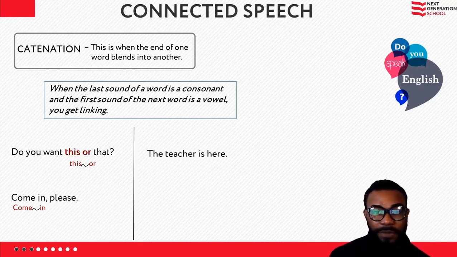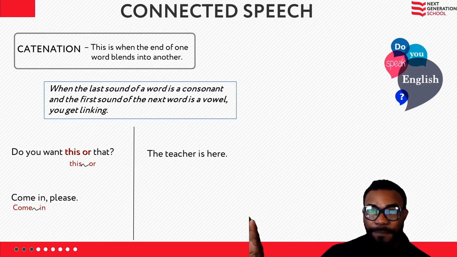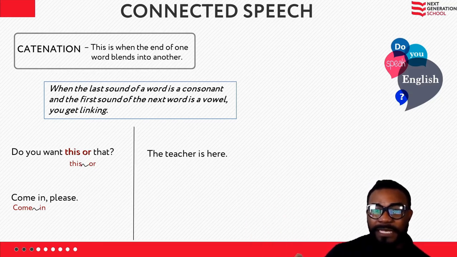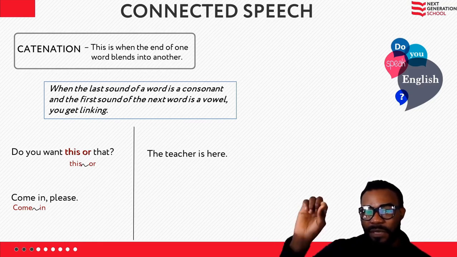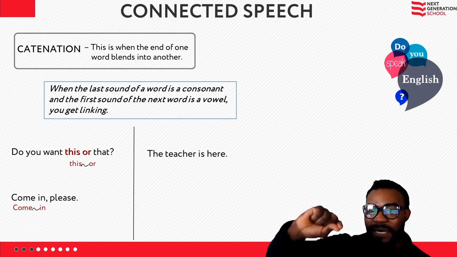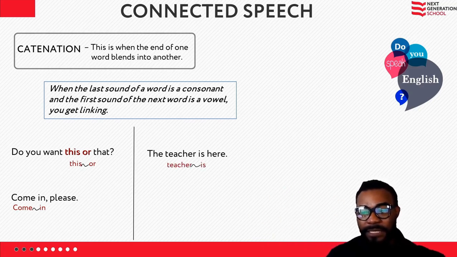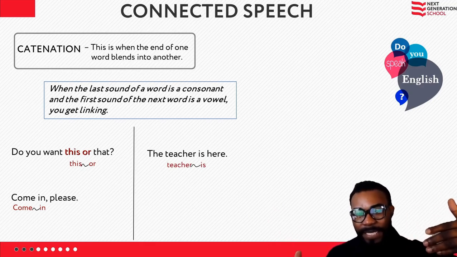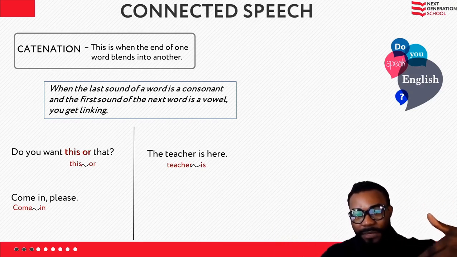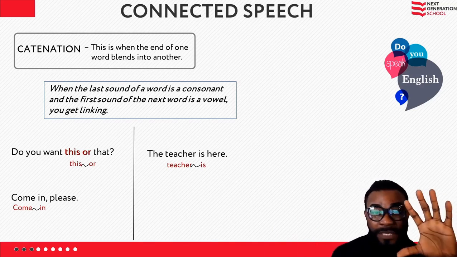And here we have another example. We have the teacher is here. But at the end of teacher, we have an R. And if we combine this R with the next word is, we get teacher is. Teacher is. The teacher is here. That is catenation. And we have a perfect example here.